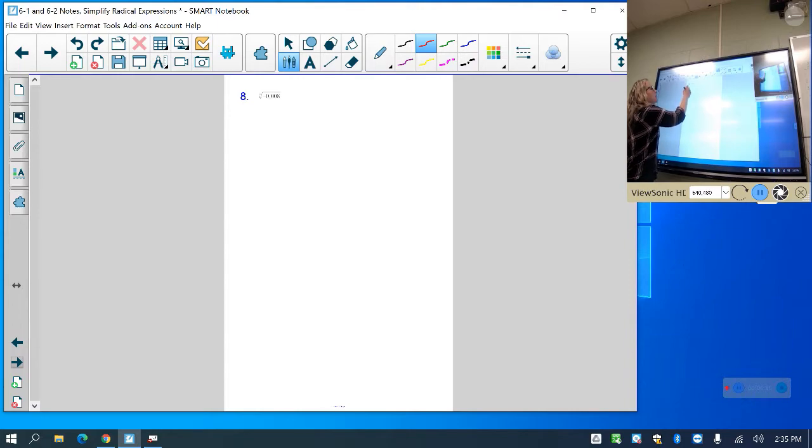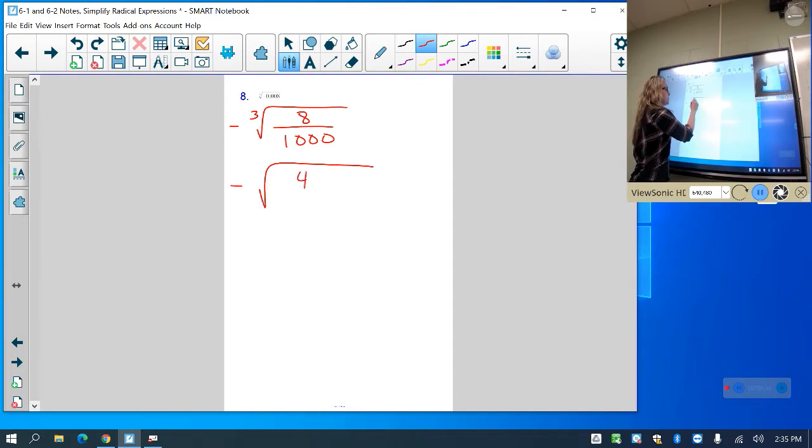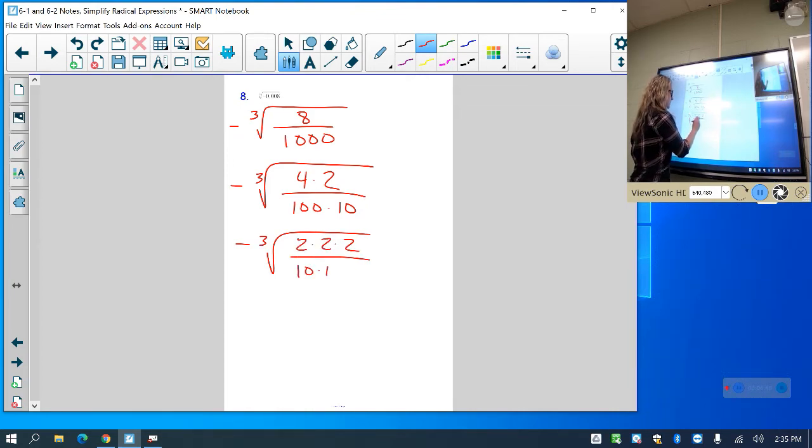So I have the cube root of negative. Since this is a negative, I know the solution is going to be negative, just like we talked about the negative 8 and the positive 8. So now I have 8 over 1,000. So I'm going to go ahead and break those down, and I have 4 times 2 on the top, and 1,000 on the bottom, or I'm sorry, 100 times 10, and I'm going to keep breaking them down. So I have 2 times 2 times 2 over 10 times 10 times 10.